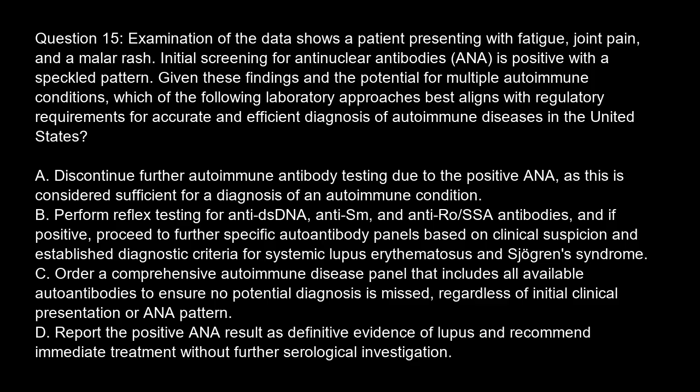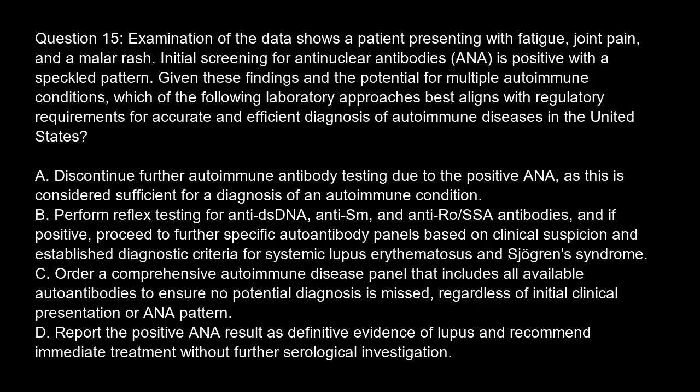Option A. Discontinue further autoimmune antibody testing due to the positive ANA, as this is considered sufficient for a diagnosis of an autoimmune condition. Option B. Perform reflex testing for anti-dsDNA, anti-Sm, and anti-Ro/SSA antibodies, and if positive, proceed to further specific autoantibody panels based on clinical suspicion and established diagnostic criteria for systemic lupus erythematosus and Sjögren's syndrome.